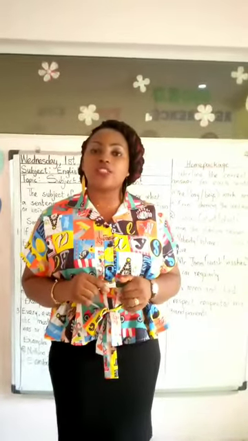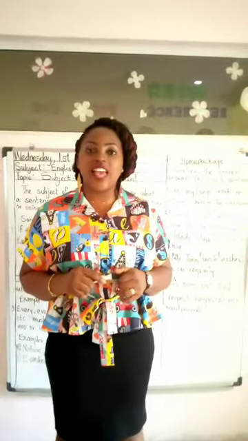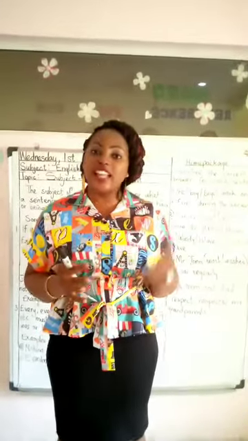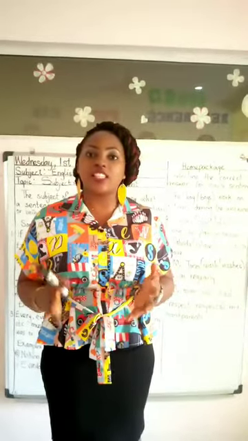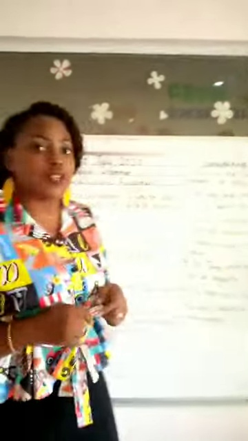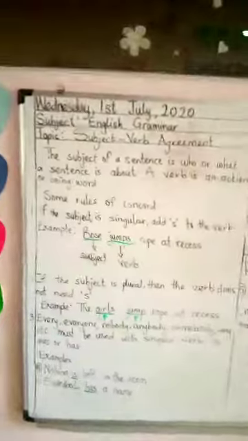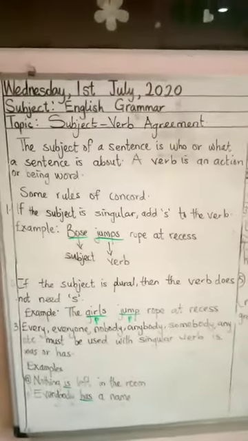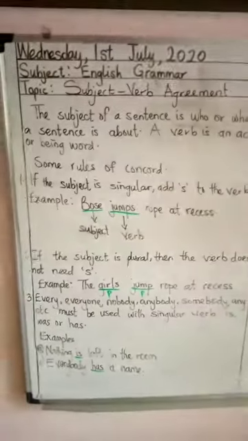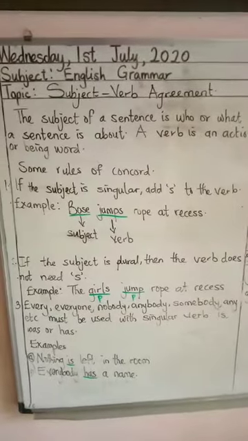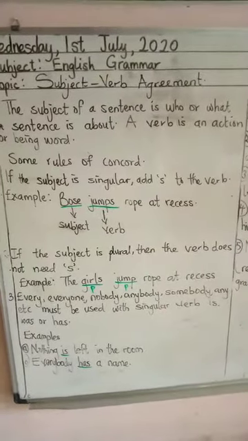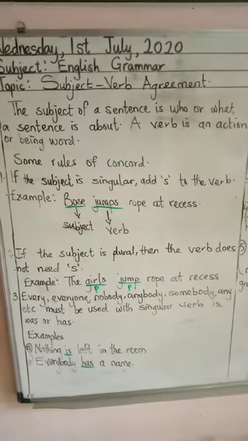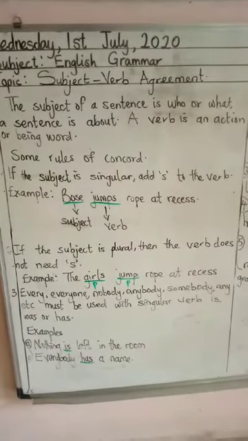Now remember our last topic was on suffixes, and I said a suffix is the letter or letters added after a word to change its meaning. Do not forget, okay? Now our topic today is on subject-verb agreement, and I said the subject of a sentence is who or what a sentence is about. So the subject of a sentence tells you who or what the sentence is all about, okay?